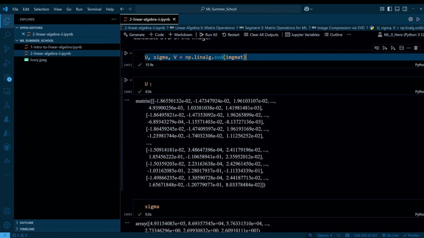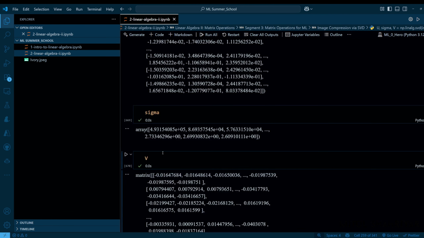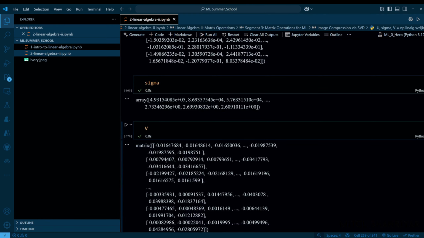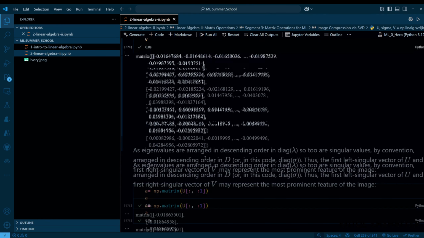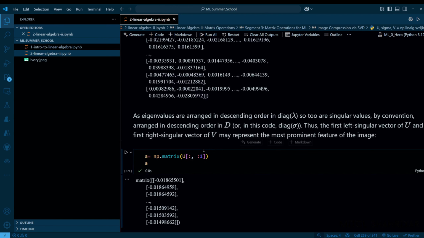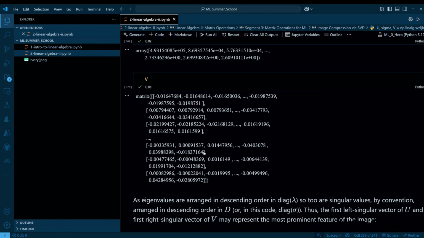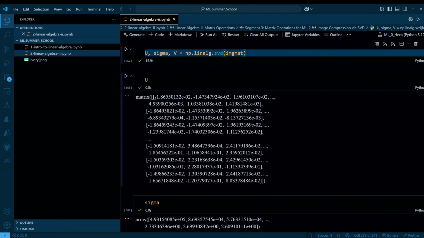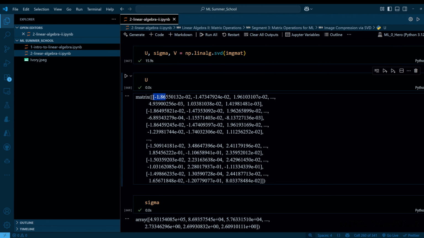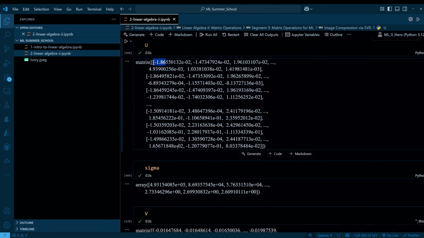Then here you can see we have our u matrix, and we have our sigma, which is the lambda as a whole. We can call it whatever you want, and this is the v. Now, why have we created this one? That's an interesting point. Just look in here. You see there are lots of values, right? But let's focus on the first ones: minus 1.86, whatever it is.